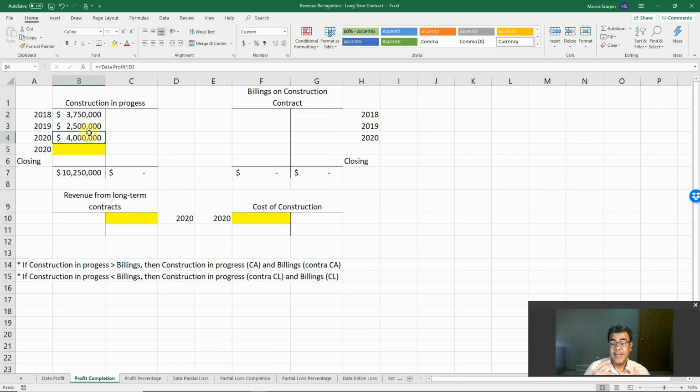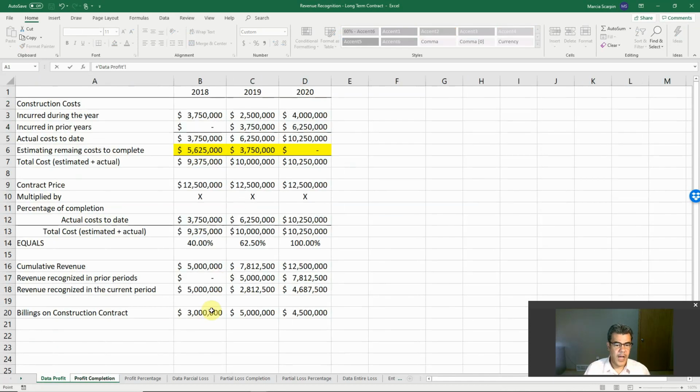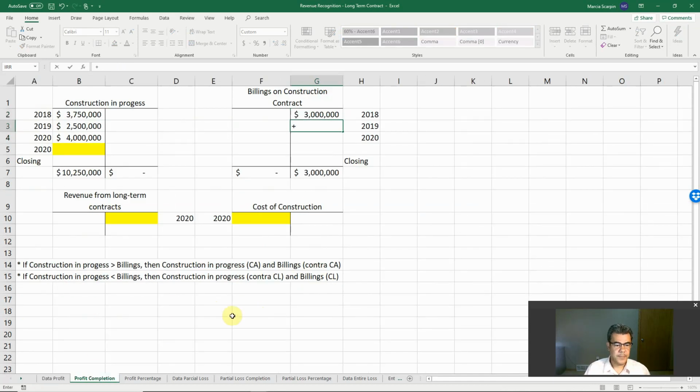However, this is not an expense. This is our asset. We are building an asset and then this asset will be sold. So this is just like an inventory. And then we have the billings. So debit cash, credit our billings. 3 million here, 5 million there, 4.5 million here. Okay, and this one is just like deferred revenue. We are receiving it in advance.